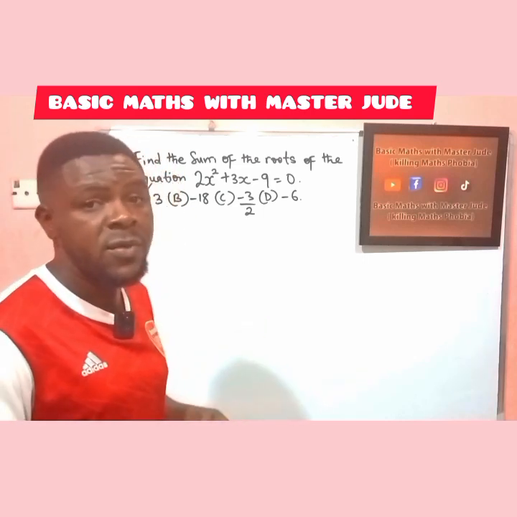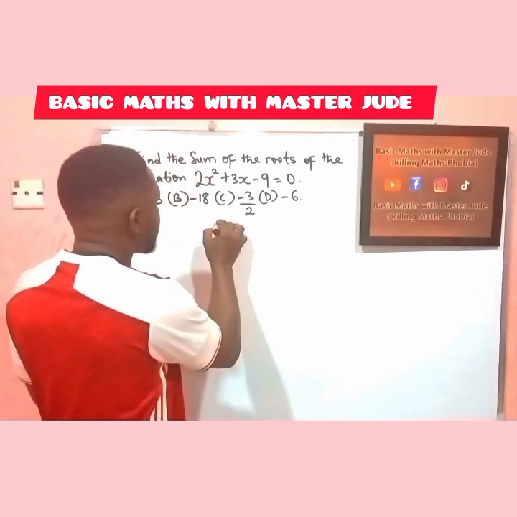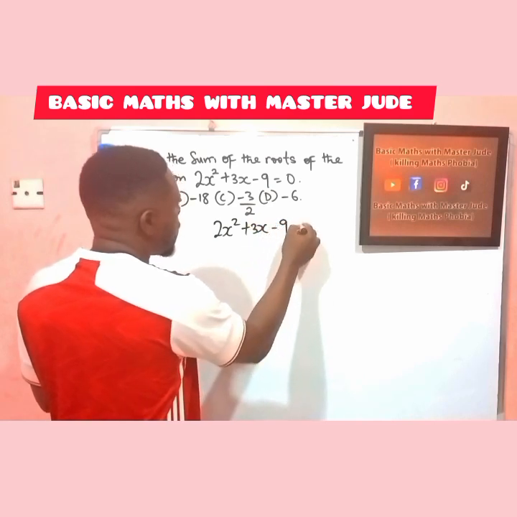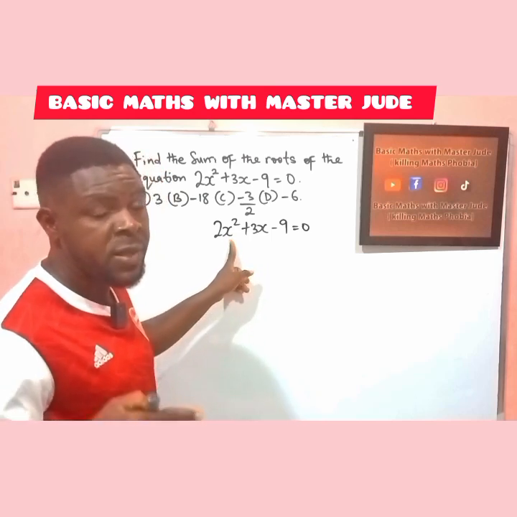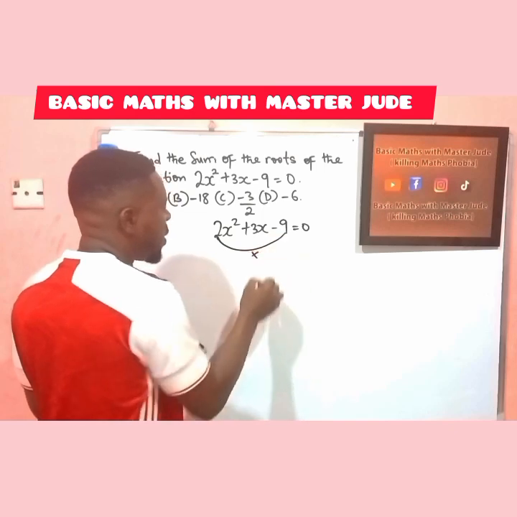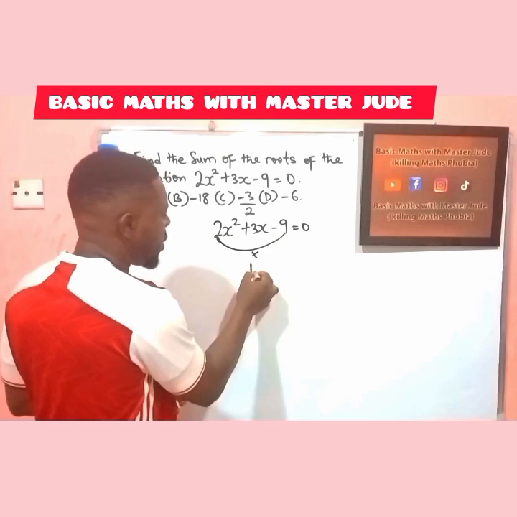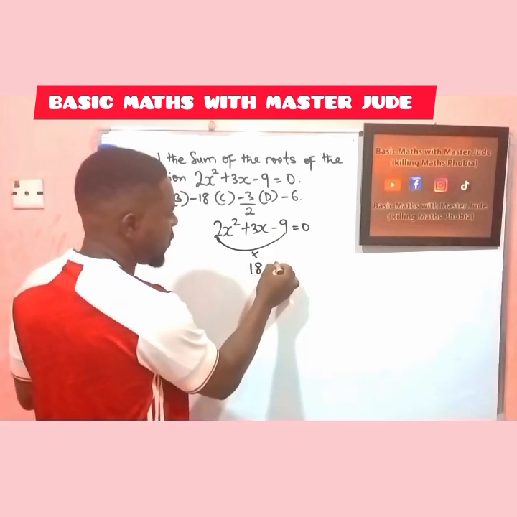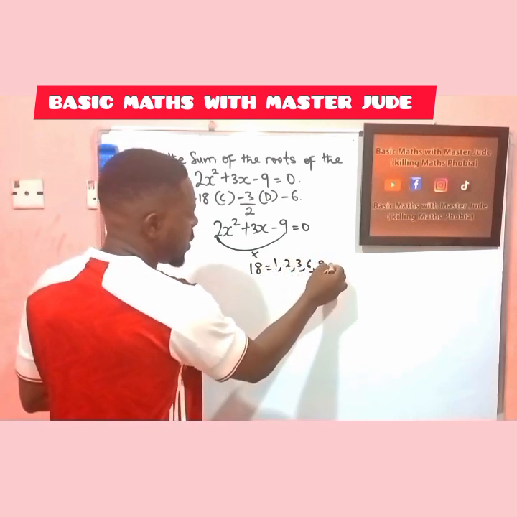Now, we're going to use the factorization method to find the roots first. Now, we have 2x squared plus 3x minus 9 is equal to 0. When you look at the coefficient of x squared, you discover it is more than 1. If it is more than 1, you just multiply the coefficient with this constant here, c, which is 9. So 2 multiplying 9 will give me 18. Then I'll look for the factors of 18. That is, factors of 18 are 1, 2, 3, 6, 9, and 18.